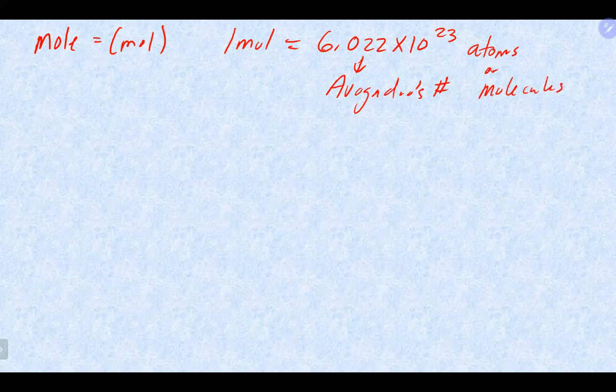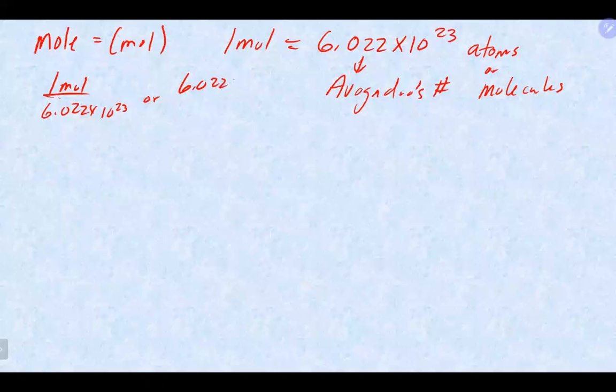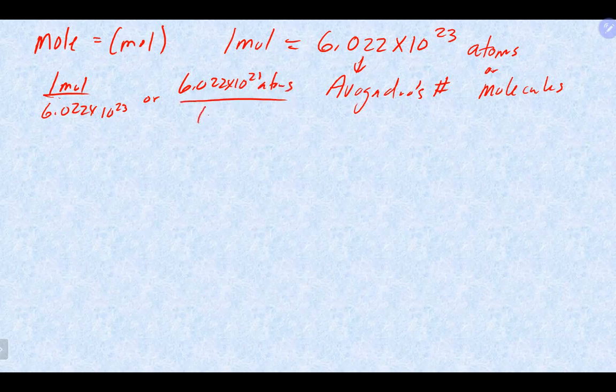And we can use this as a conversion factor to go between moles to atoms or moles to molecules, or backwards. We could write 2 conversion factors, 1 mole over Avogadro's number here, or Avogadro's number over 1 mole. And again, depending on what you're doing, you could use either one of these as a conversion factor.